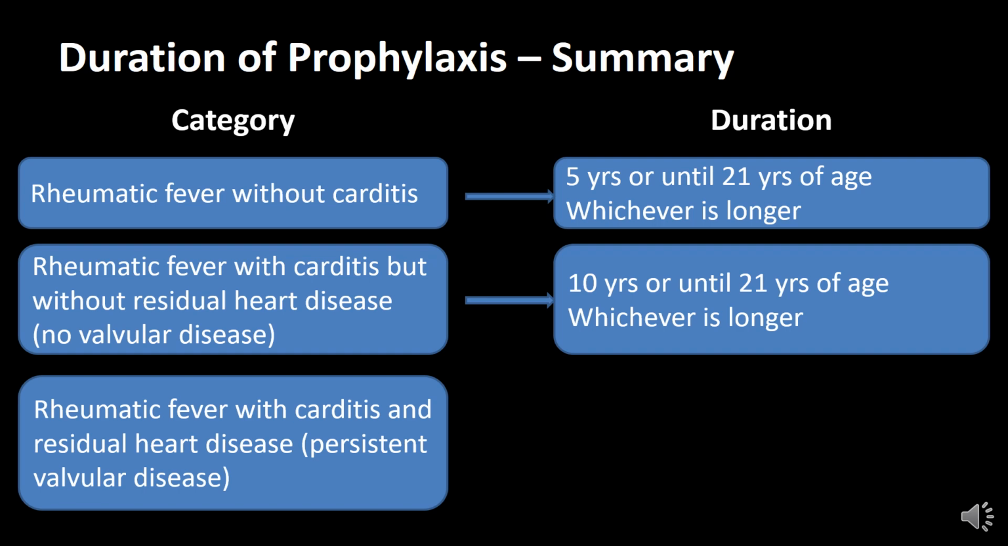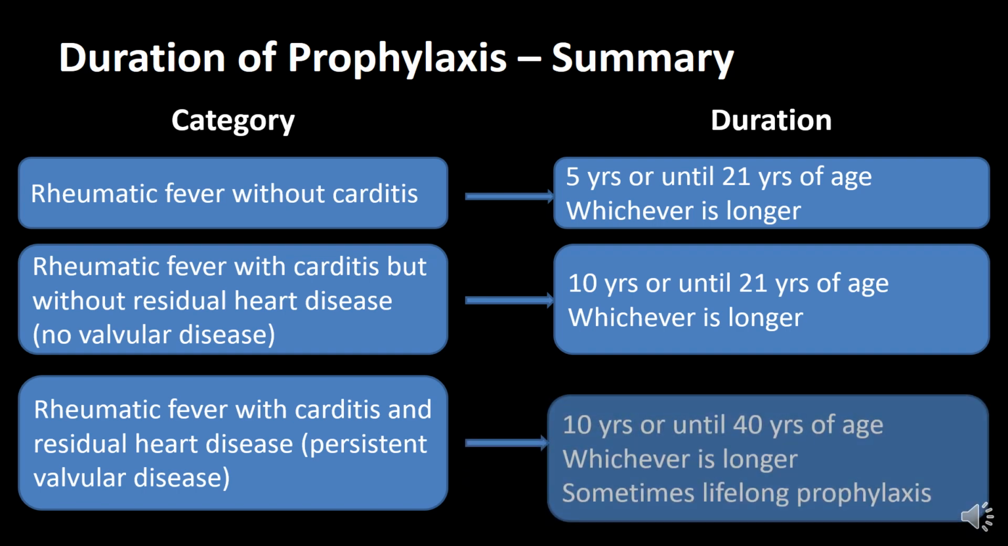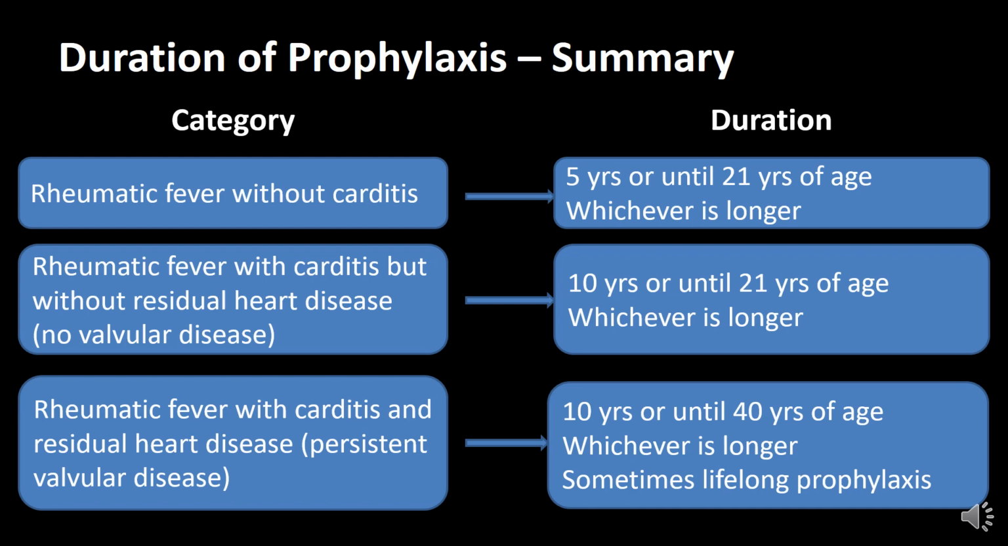Then we have the children who present with rheumatic fever, and in their initial episode, they ended up with residual valvular damage. These kinds of children should have their prophylaxis for 10 years or until they're 40 years of age, whichever of the two is longer. And sometimes some of these patients may be on prophylaxis for life. So this is a summary of how you make a decision on how long you give the prophylaxis, depending on the initial manifestation when they first present with rheumatic fever.